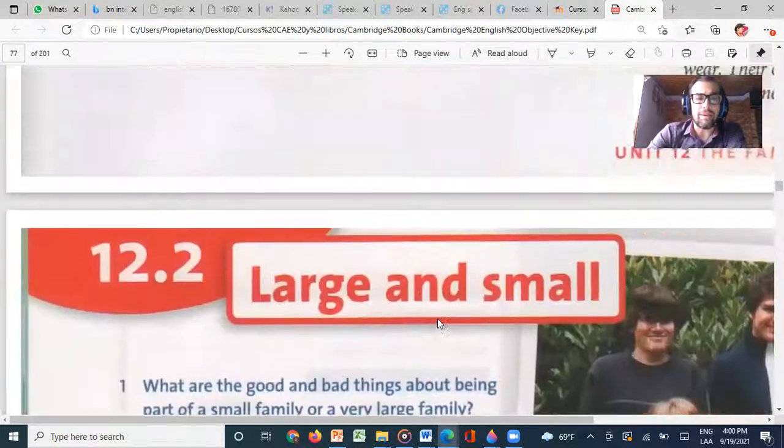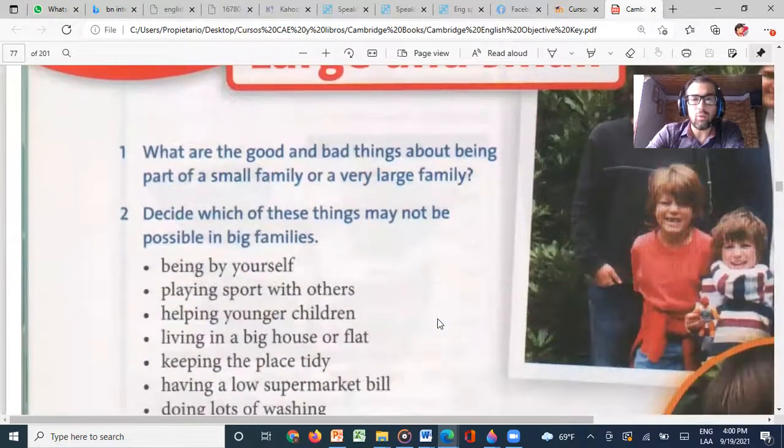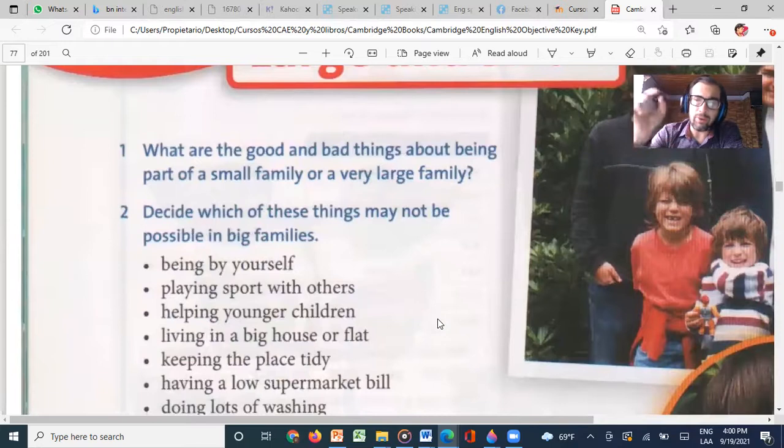Let's go to the second part, 12.2, where it says large and small. And we're going to practice a little bit of speaking. Remember that these speaking parts, you can send me an audio in my personal WhatsApp so that I can give you some feedback, please, of your speaking. So it says here, what are the good and bad things about being part of a small family or a very large family? So you can answer that question, and of course I can help you if you don't know.